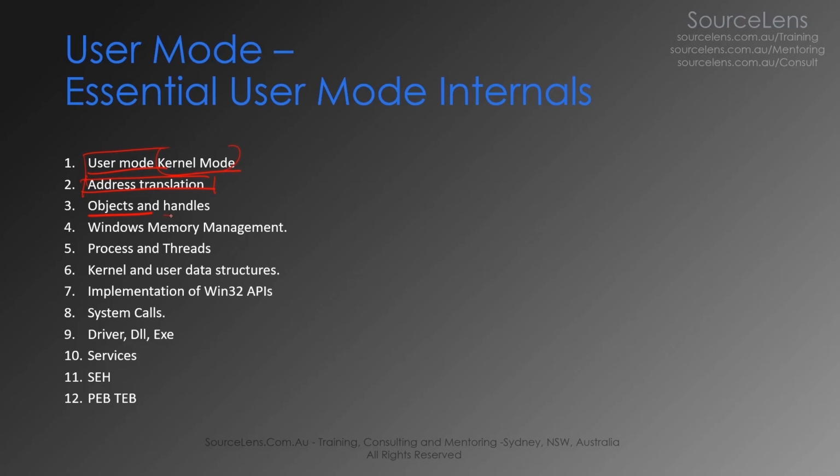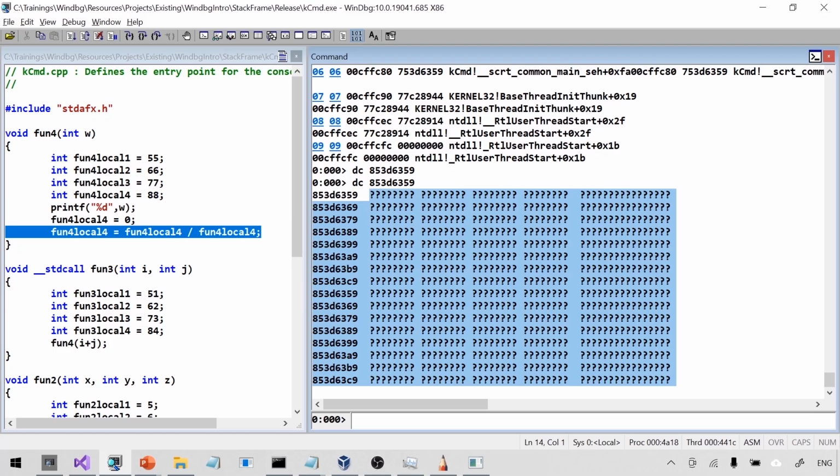Next topic I would like to discuss is objects and handles. Objects and handles are a way to abstract the hardware or privileged resources from the user mode application. A handle is a way of representing a kernel mode object in user mode.